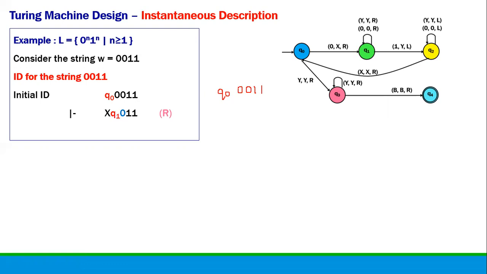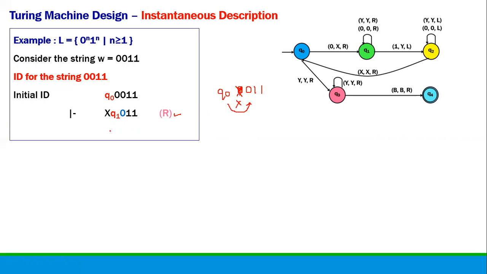Now I am at q0 and I am reading 0. Once it is 0, I am replacing it with X, and I will move right. Correct? I replace it with X and I will move right. So the next ID will be X, then it has moved right, so q1, and then 0, 1. This is only to indicate that it has moved right.